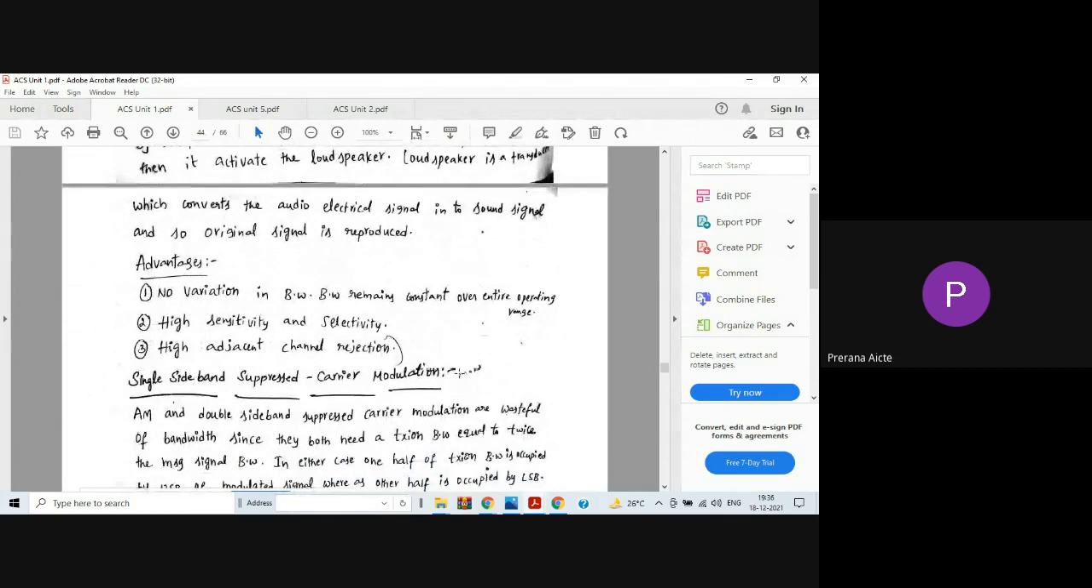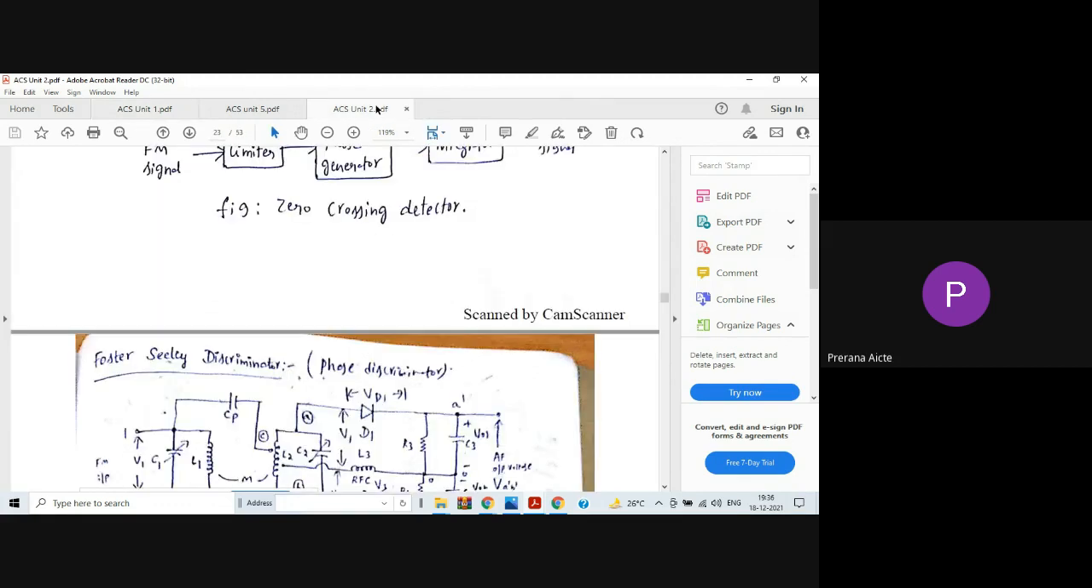So what are its advantages? There is no variation in the bandwidth; the bandwidth remains constant. It provides high sensitivity, selectivity and high adjacent channel rejection. This is the amplitude modulated superheterodyne AM receiver. Similarly, we'll discuss the FM receiver.